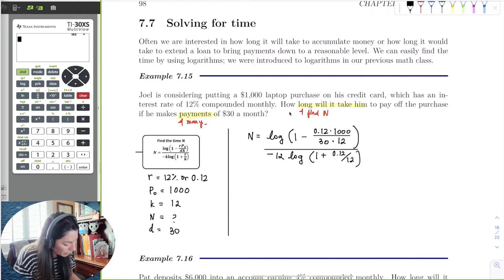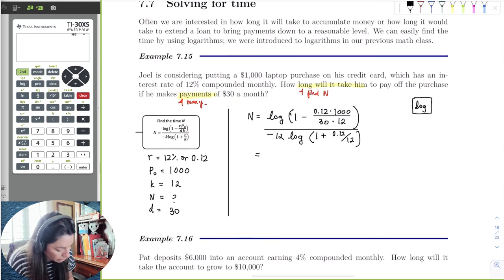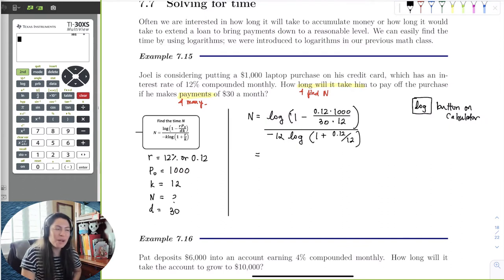Now, I know you see the log, but don't be alarmed. Log is just a button on the calculator. If you want to know all about logs, I can send you a module all about logarithms. But all you need to know about logs now is that it's a button on your calculator, and all you're trying to get out is how long Joel's going to take to pay this laptop off. Okay, log button is usually around the last column on the left. You usually will see log, literally L-O-G, and it's always on this far left column of your calculator.